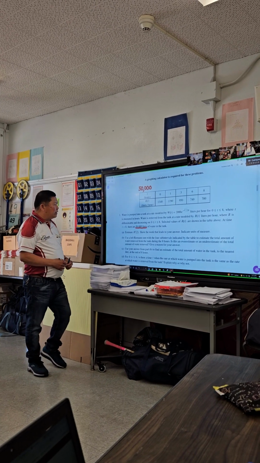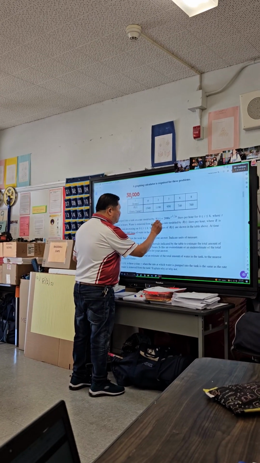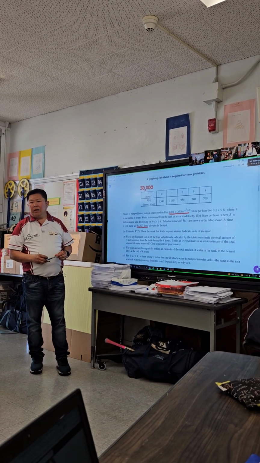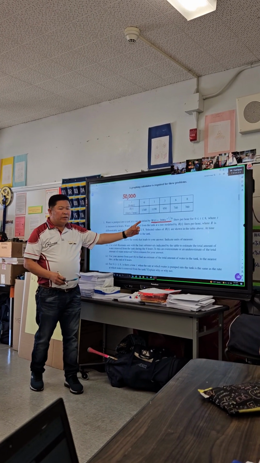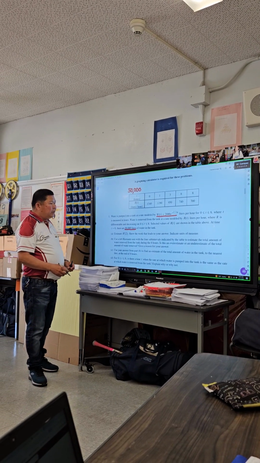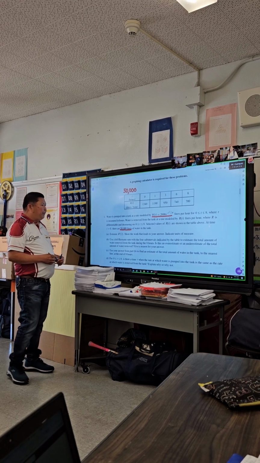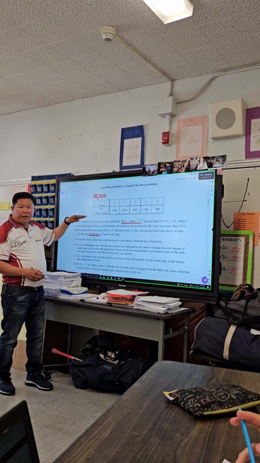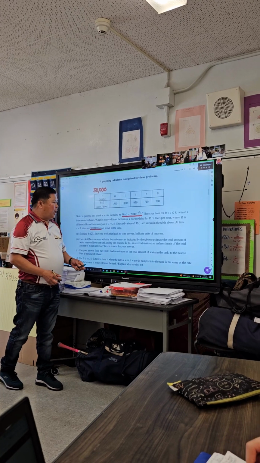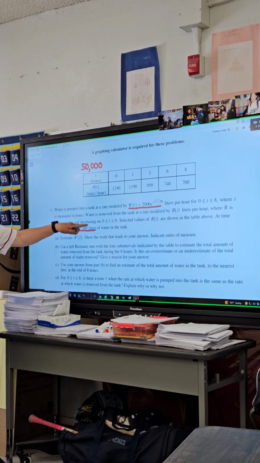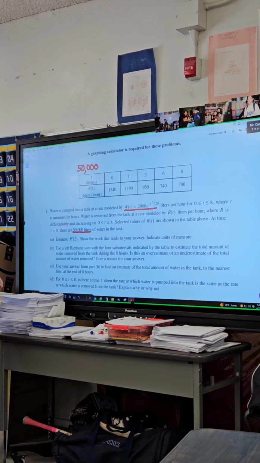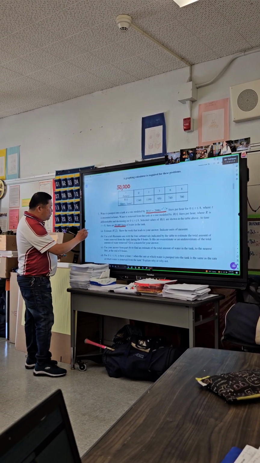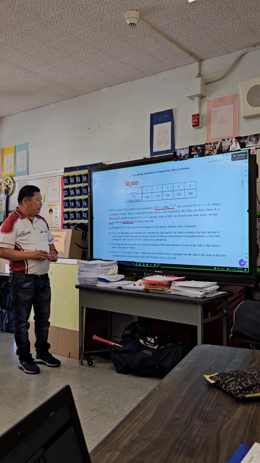So we have two functions right here. First is W(t), meaning this is the water. The initial amount is 50, and we have this W(t) function, in liters per hour, inclusive from 0 to 8 hours, where t is measured in hours. Water is removed from the tank by R(t) liters per hour, where R is differentiable and decreasing. Selected values of R(t) are shown in the table above. At time t equals 0, take note, there are 50,000 liters of water.